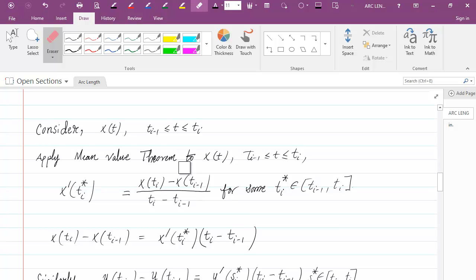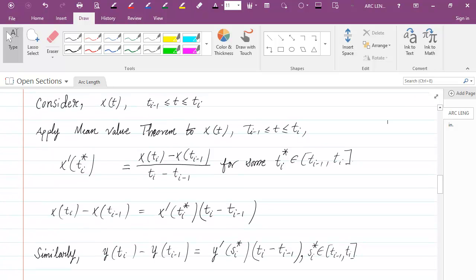So recall that the mean value theorem simply says that the average rate of change of the function over an interval is the same as the instantaneous rate of change of the function at some point in that interval. So this equation is what we get if we apply the mean value theorem to the function x(t) on this interval from t_{i-1} to t_i. So from this equation, we see that x(t_i) - x(t_{i-1}) is equal to x'(t_i star) times (t_i - t_{i-1}).